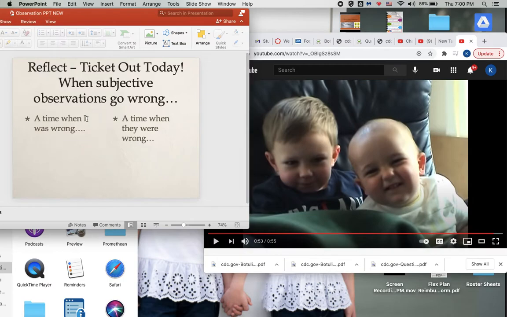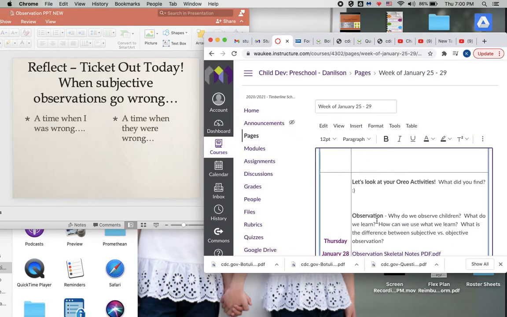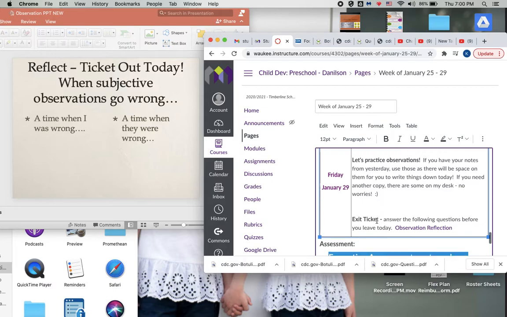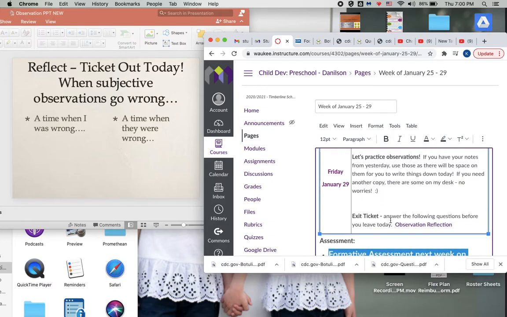Okay, so here's what I'm going to have you do today. In Canvas, if you look at our page, so Friday, we have this exit ticket right here. Okay, and it says answer the following questions before you leave today. So I want you to click on this observation reflection, and what it's going to ask you is think of when subjective observations go wrong. And I want you to now make this personal.